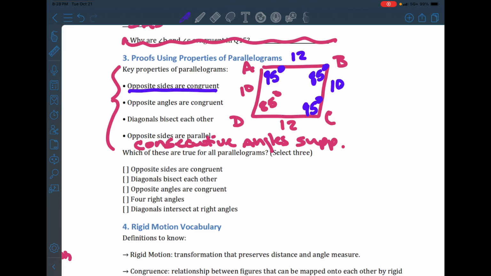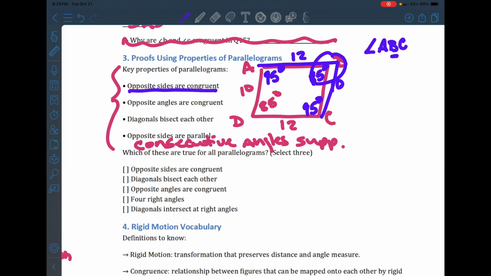Make sure you know what angle is being named. So if it says angle ABC, B is our vertex. That is the angle at the point where the two sides meet. So A, B, C, we're talking about this angle.